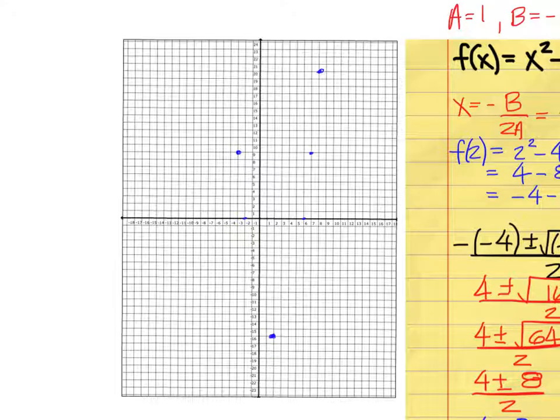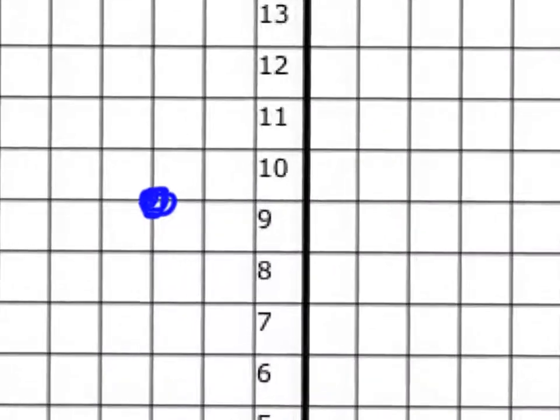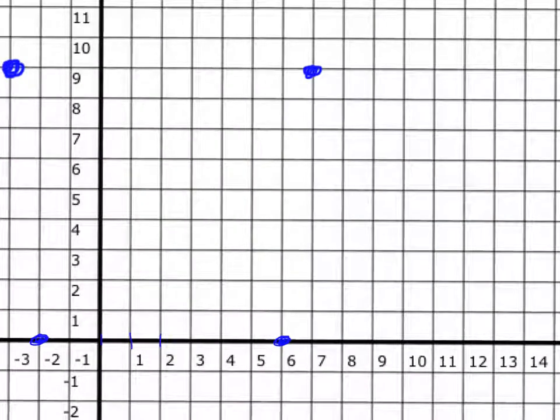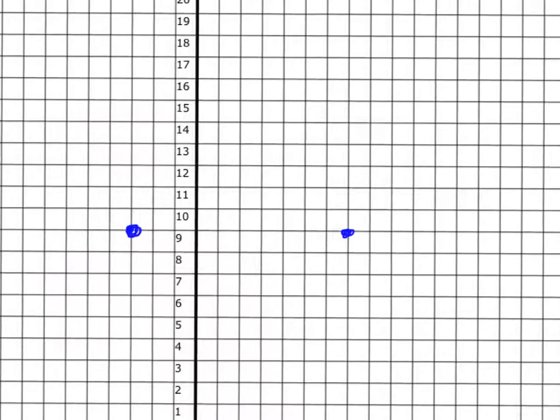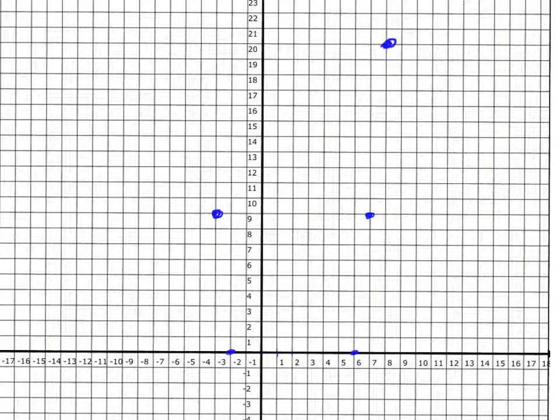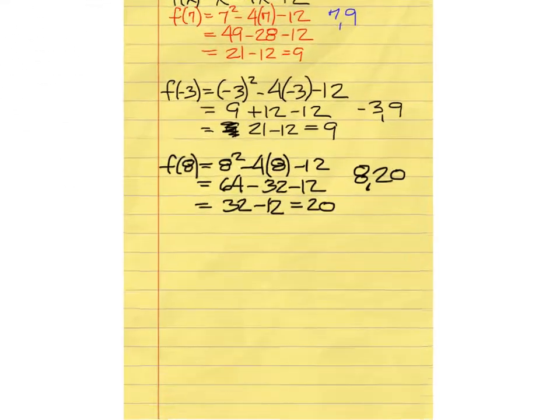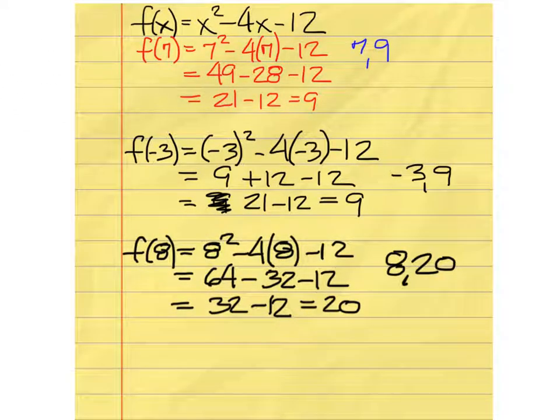Did you notice with the other point that when we found this one from doing negative 3, it came out to be 9, just like this one did over here when we plugged in 7, because we went 1 to the left of the x-intercepts that we already had. So if I just plugged in 8 and came back with 20, if I plug in a negative 4, should I not come back with 20? Let's find out just to make certain. We'll plug in a negative 4 and see what happens.